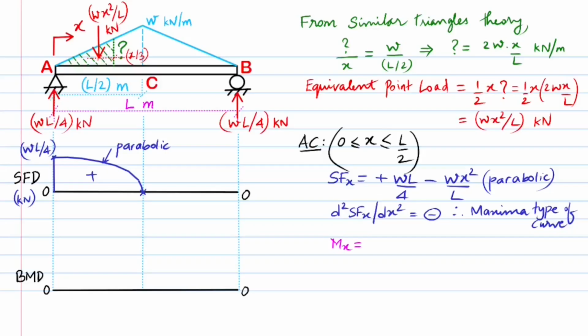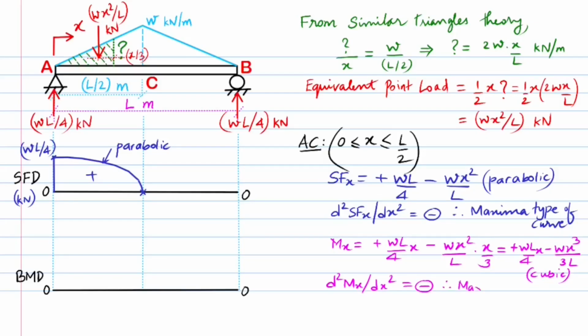The bending moment at X can be found for this region as plus W times L over 4 times X minus W times X squared over L times X over 3, which is equal to plus W times L over 4 times X minus W times X cube over 3L kilonewton meter and is cubic in nature. The double derivative of the bending moment equation is found to be negative, hence the locus of the curve obtained for bending moment also is of a maxima type.